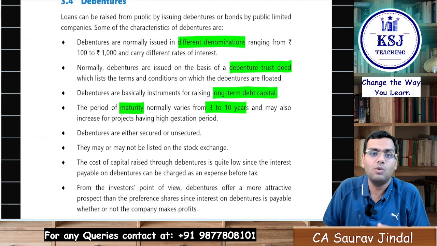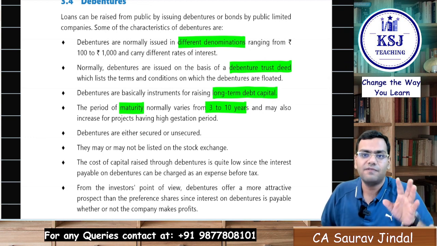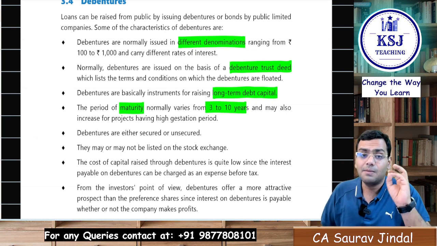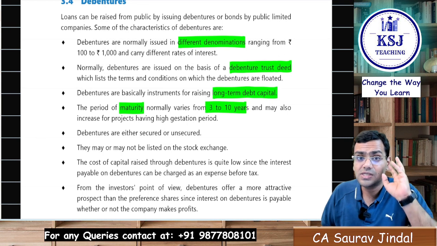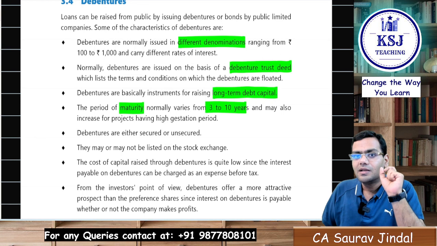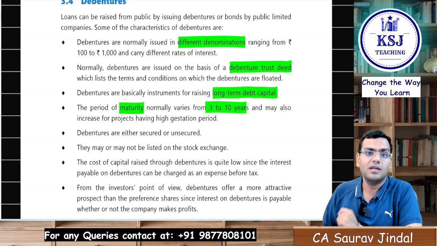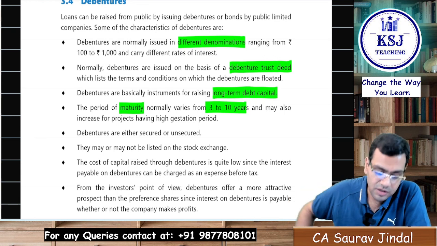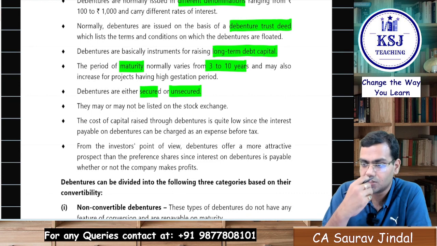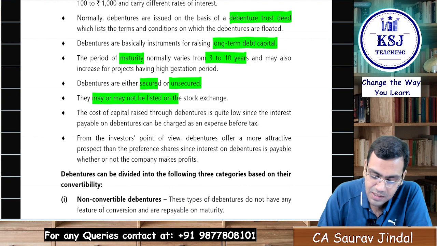That is the amount of the debt that is taken, that is to be repaid after a specified period. It carries a fixed rate of interest, and it is comparatively a secured source of finance, because the interest on debt is to be paid whether the company is earning profits or not. Debentures are either secured or unsecured. That is, against the debentures you can give the security or not. They may or may not be listed on the stock exchange.